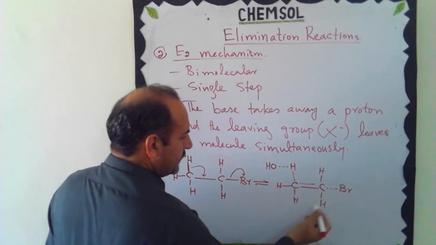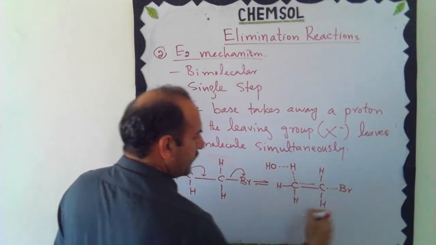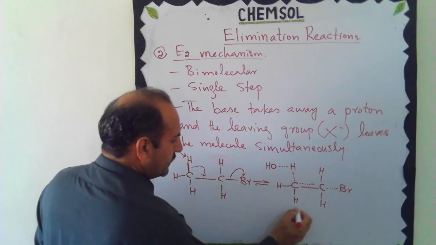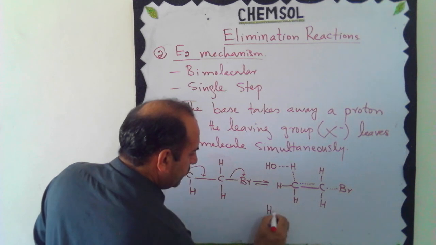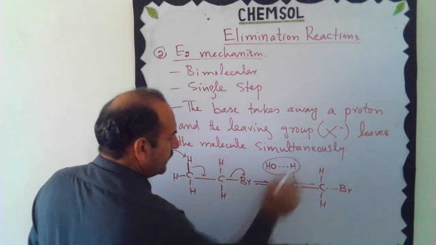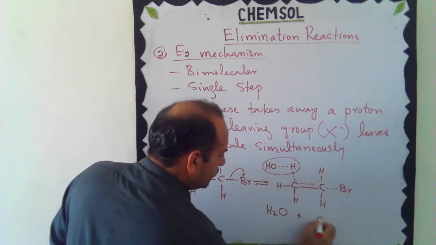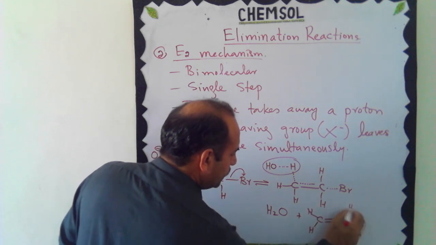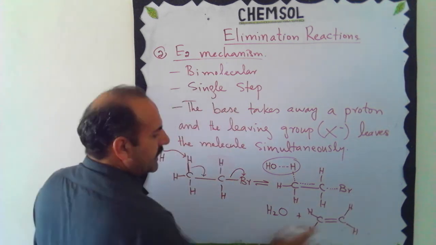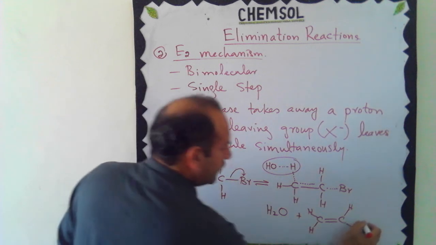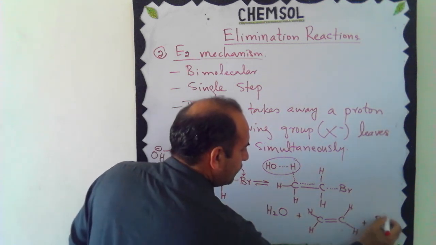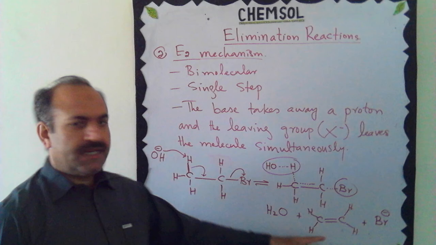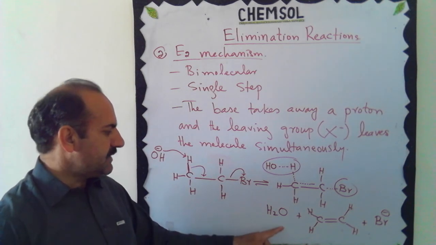And if this process takes place further, then the products will be number one H2O, which is coming from here, and number two CH2 double bond CH2, that is ethylene or ethene molecule, and similarly there will be the release of a bromide ion. This will be the final stage of this reaction.